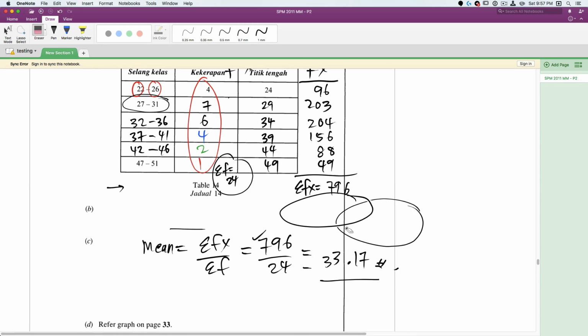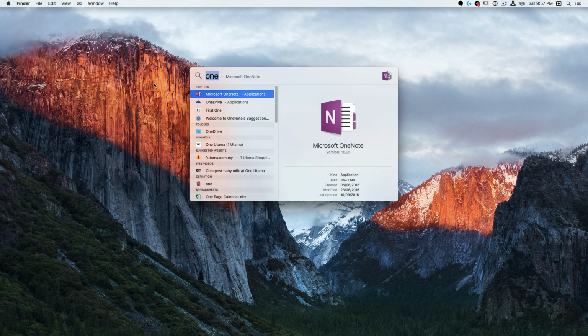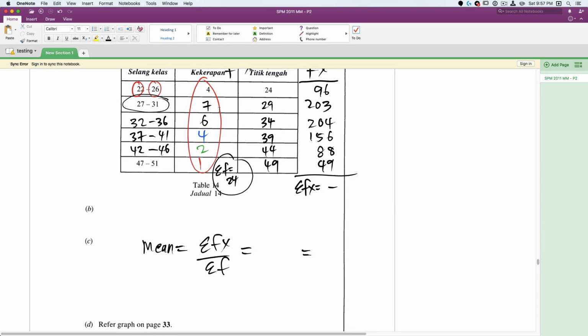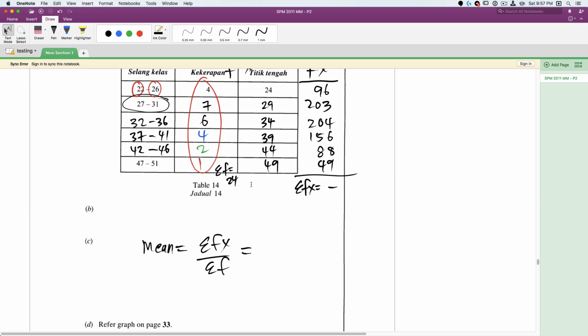I guess most of you can do this one because it's not really hard. And yeah, I'm not sure why it couldn't let me erase something. So just one more time, I'm going to close it and open it again. Can I erase? Yeah, erase. Everything should be able to erase. Yeah, so this one is 796. This is 796 divided by 24. So you will get 33.17. Okay, now you can see the screen, right?